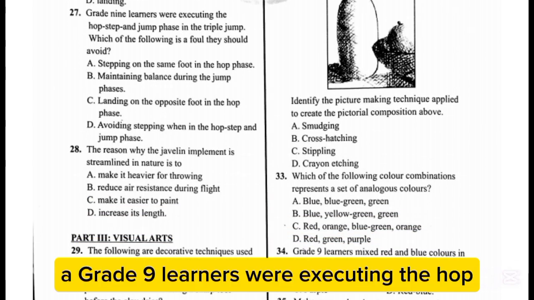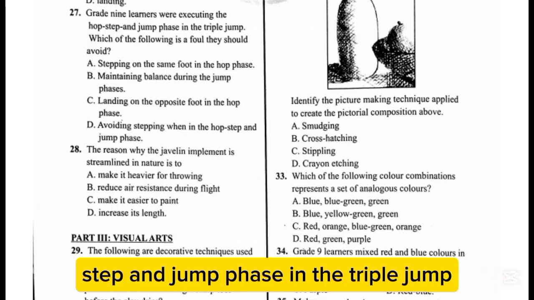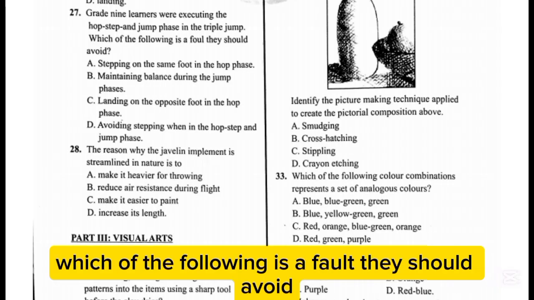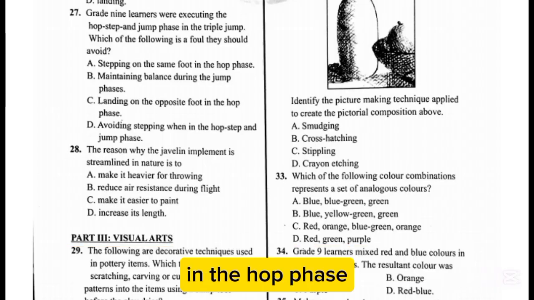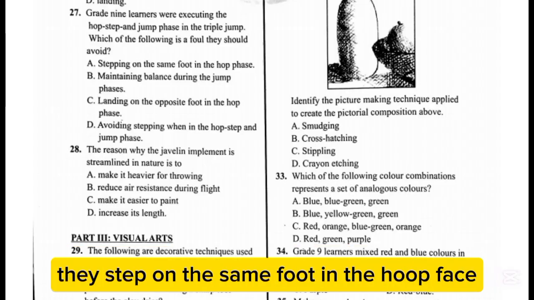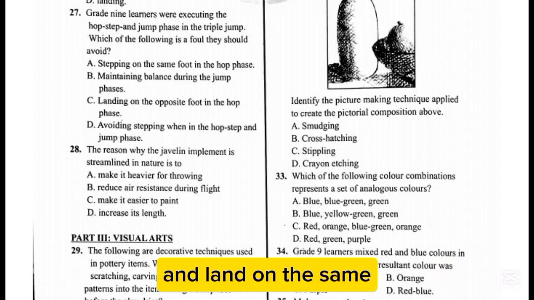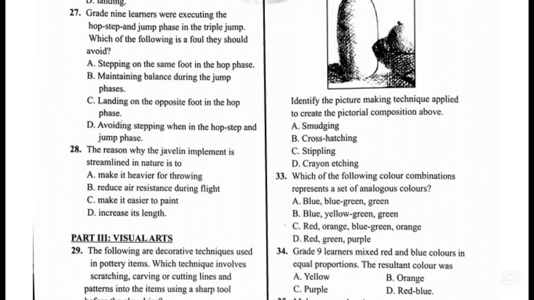Grade 9 learners were executing the hop, step, and jump phase in the triple jump. Which of the following is a fault they should avoid? So here, they should avoid landing on the opposite foot in the hop phase. So under the hop phase, they step on the same foot in the hop phase and land on the same foot.